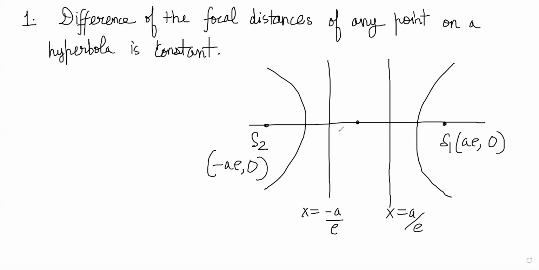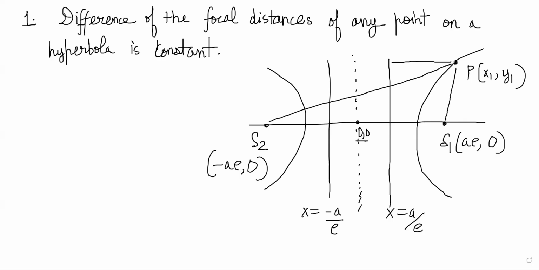And let's say my origin and the y-axis is somewhere here. This is 0 comma 0. Now, if I have a point somewhere here, this is my point x1 comma y1, let's say. So what I want to show is PS1 and PS2. These are my focal distances. PS2 minus PS1, modulus, is a constant. That is what you need to show.